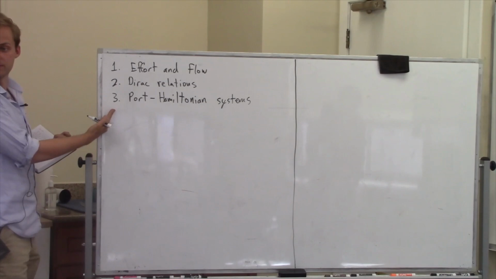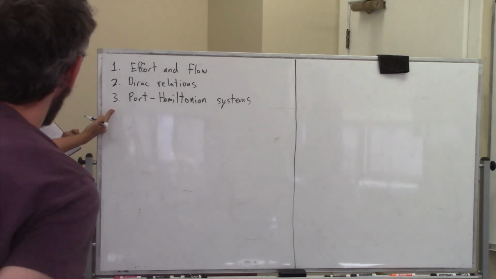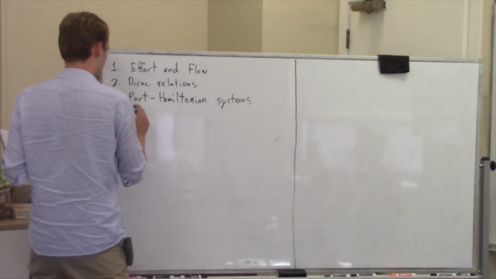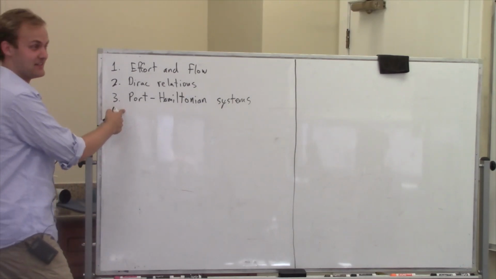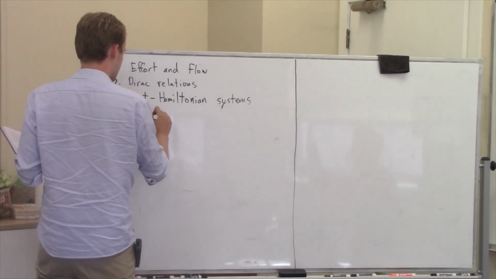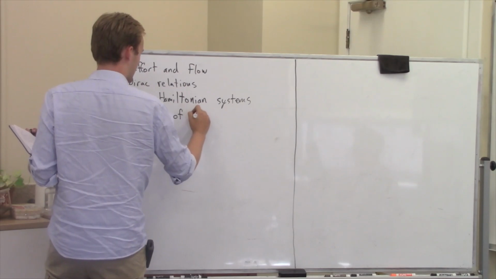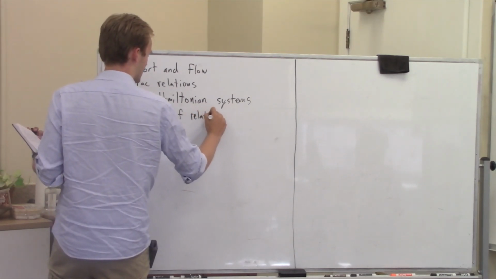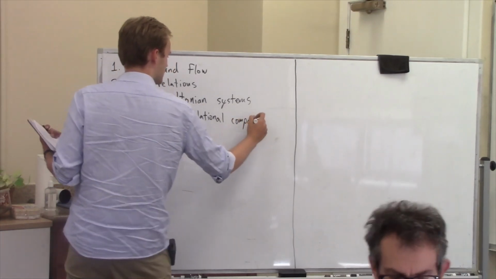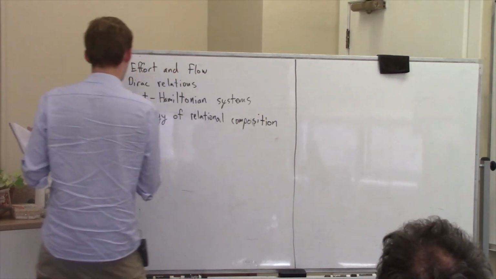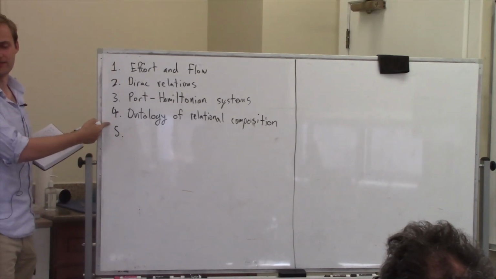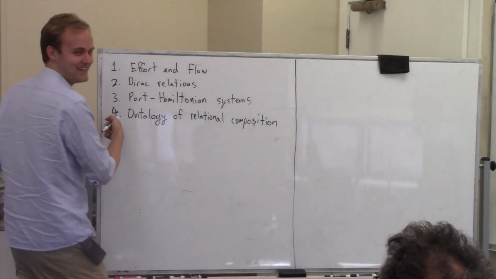1 to 3, there will be 0 category theory. Maybe a little bit. I can't promise, but mostly no category theory. 4, also no category theory, but philosophy. So this is going to be ontology of relational composition. And then finally 5 is we're going to do 1 and 3, but this time with high heels and in category theory.